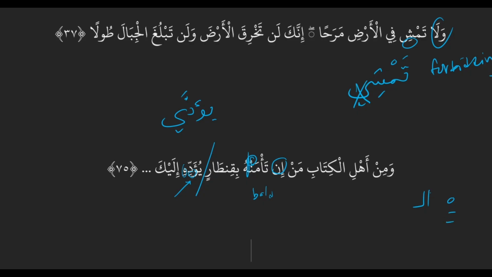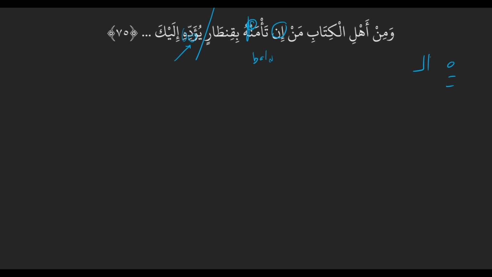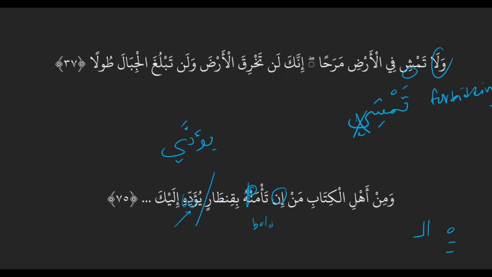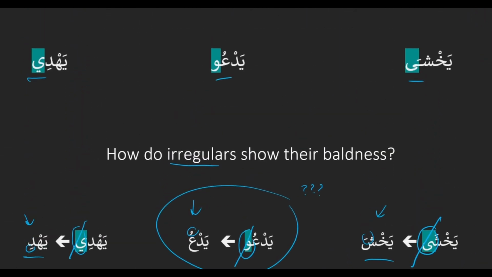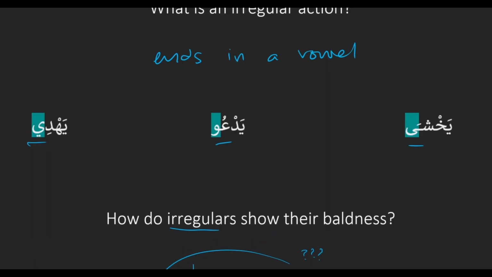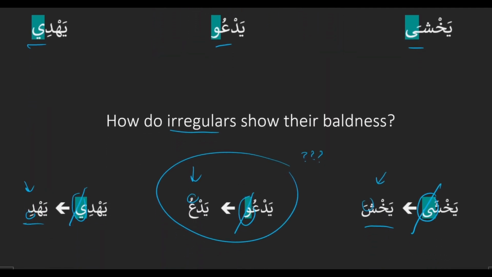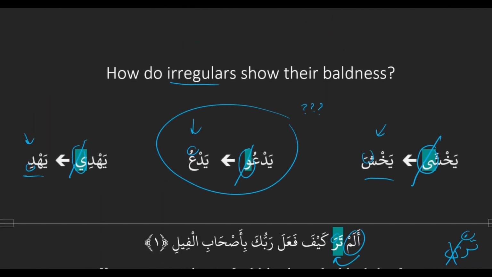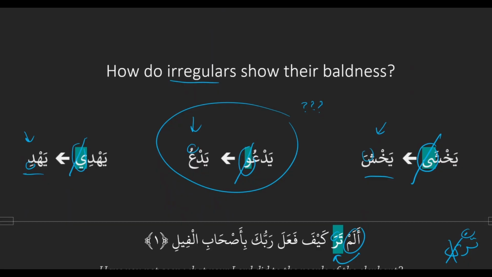Okay, so are we clear on irregular bald actions? Irregular is when something ends in a vowel, so alif, waw, or ya. And the way it becomes bald, instead of getting a sukun, the vowel drops. And then we always have context. We'll have the normal 5 scenarios, so we'll be able to recognize them.